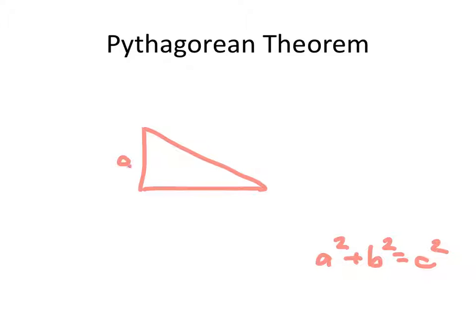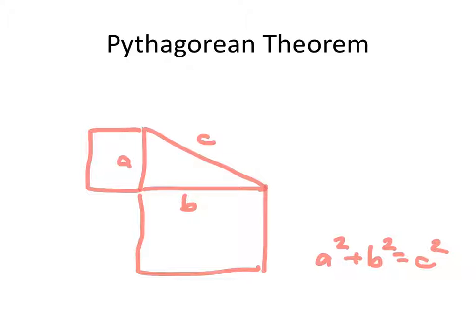So if we call this side a, this side b, and this side c, what it means is if we make a square out of a and a square out of b, and we add the area of those two squares together, that will give us the area of a square made out of c. That's just a rule of nature, a mathematical law.